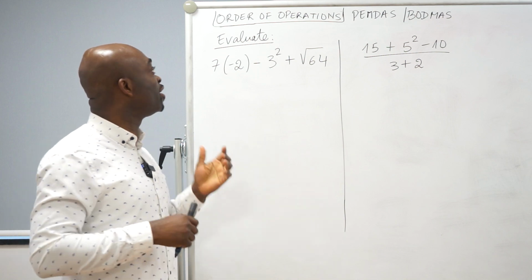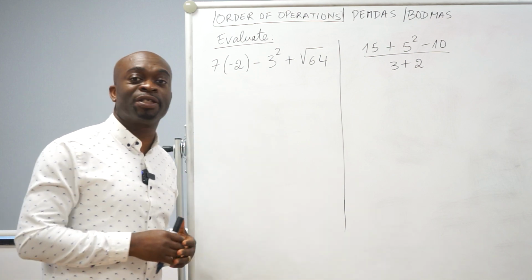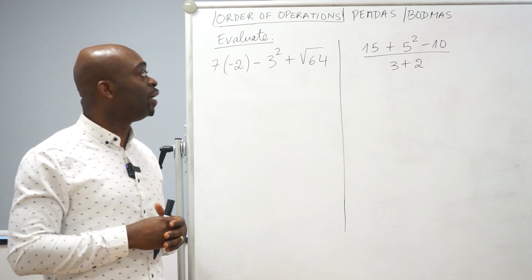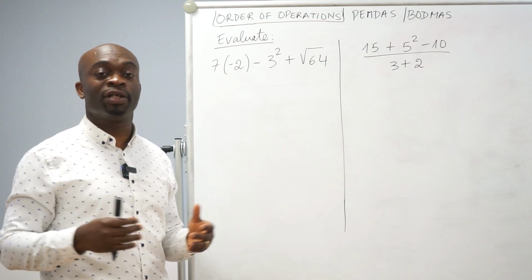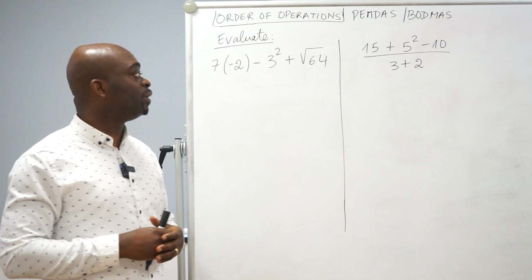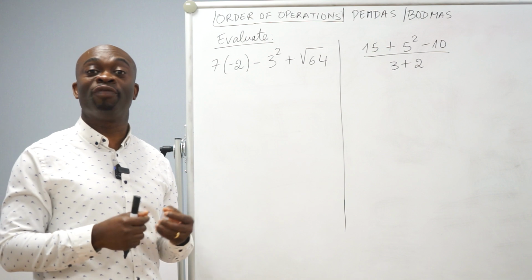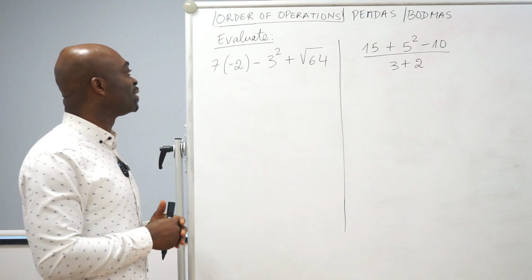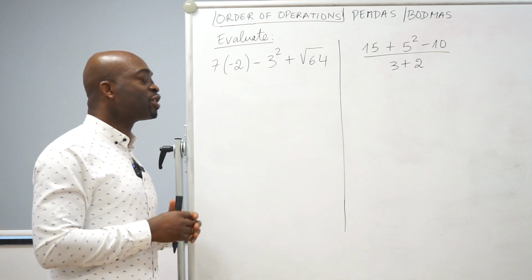Ladies and gentlemen, we are still in order of operations, PEMDAS rule, BODMAS rule. PEMDAS is used mostly in the USA, in America, and then BODMAS is used everywhere else, in Africa, in Asia, in Europe, okay? So now, let's evaluate here. Evaluating means we're looking for a value, okay, ladies and gentlemen? So that is 7 times -2 because of the parentheses, minus 3 squared, plus square root of 64.